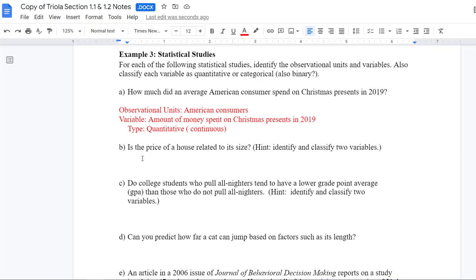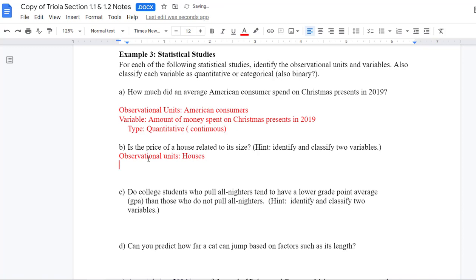Part B is: is the price of a house related to its size? Identify and classify two variables. There is my hint. So again, we're looking for observational units and variables. Let's start with the observational units. What are the observational units here? Is the price of a house related to its size? So the observational units are houses. And then what about the variables? In this case, I did say there are two variables. So what's one of them?